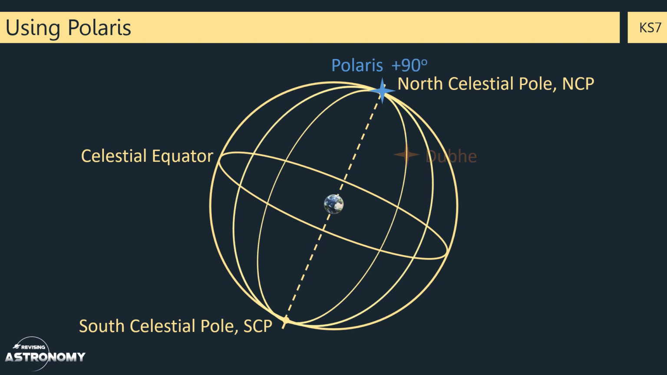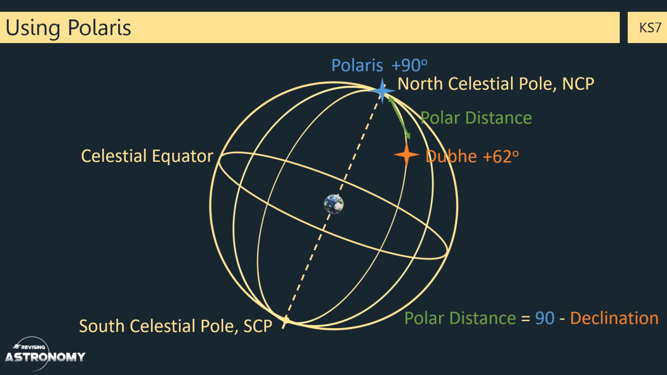Let's take another star, for example Dubhe. Dubhe has a declination of 62 degrees. To work out the polar distance, the distance of that star from Polaris, we simply use the formula polar distance equals 90 minus declination. So in this example, the polar distance would be 90 minus 62, which would mean the polar distance is 28 degrees.